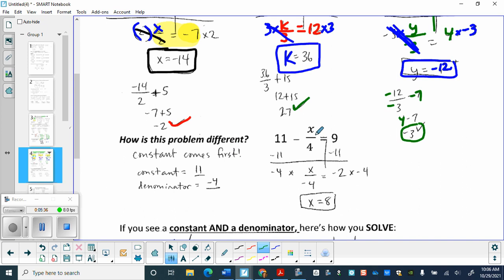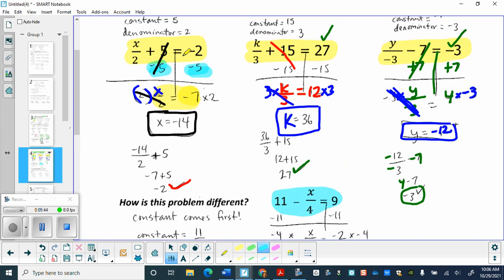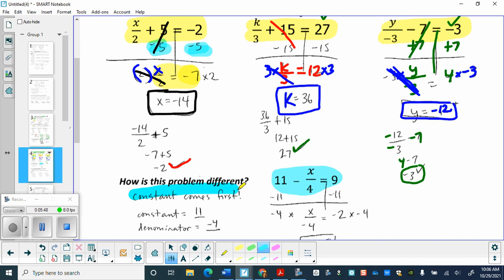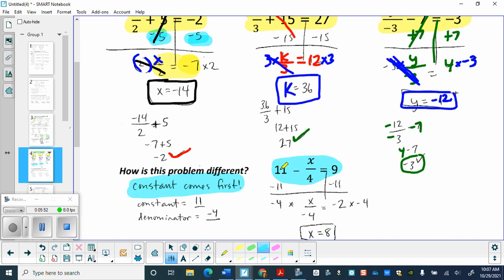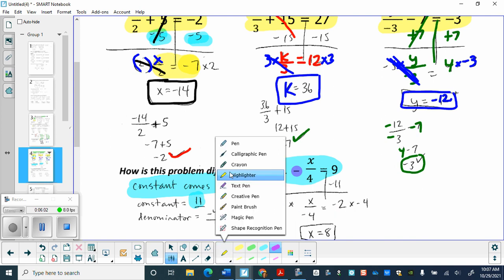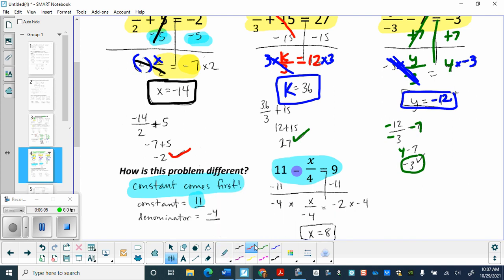All right, now how is this problem here a little bit different? I'm going to focus now here on this blue highlighted problem. How is this blue highlighted problem different than everything you see up here in yellow? Well, the constant now comes first, okay? So the constant is the 11. We still have a denominator. And I'm going to talk to you guys right now in this video about this negative symbol. First, let me get rid of the 11. Okay, let's keep that part consistent.